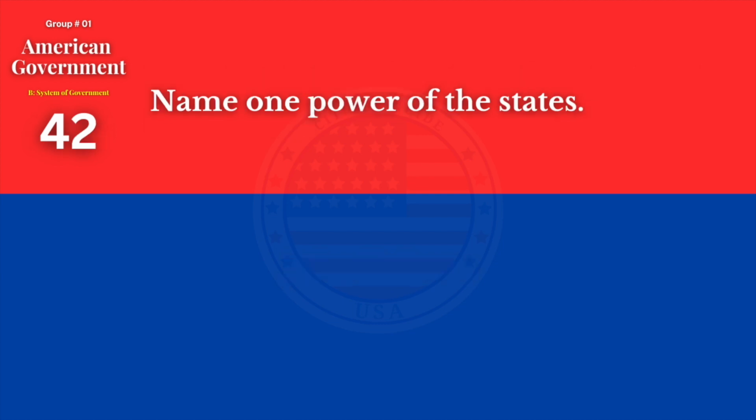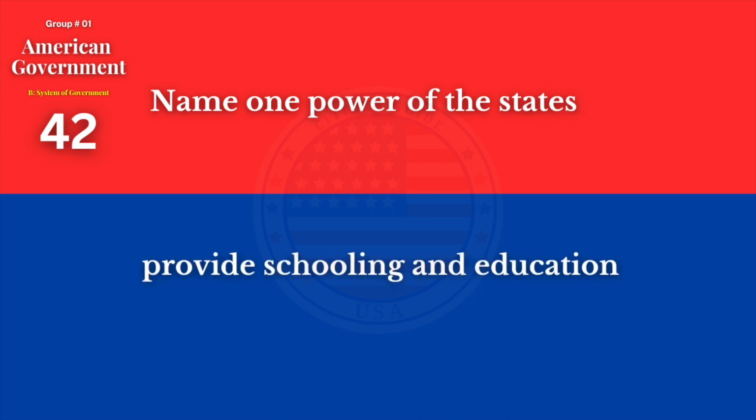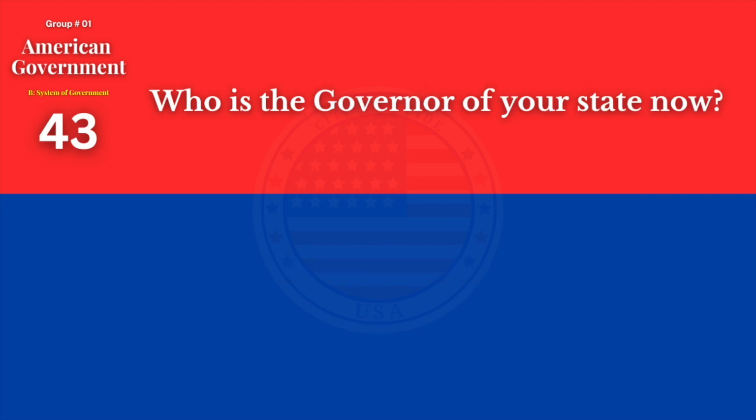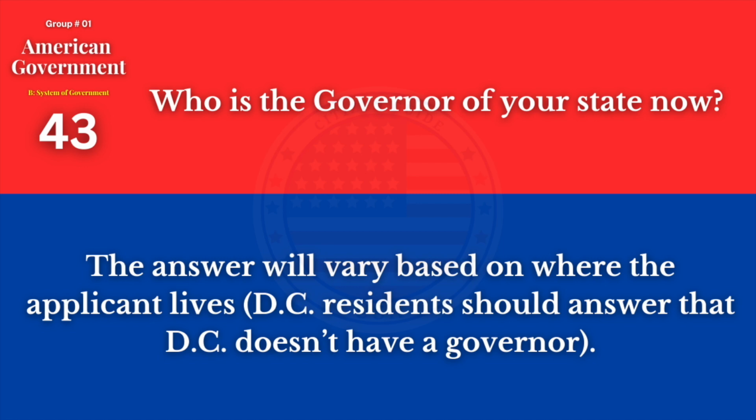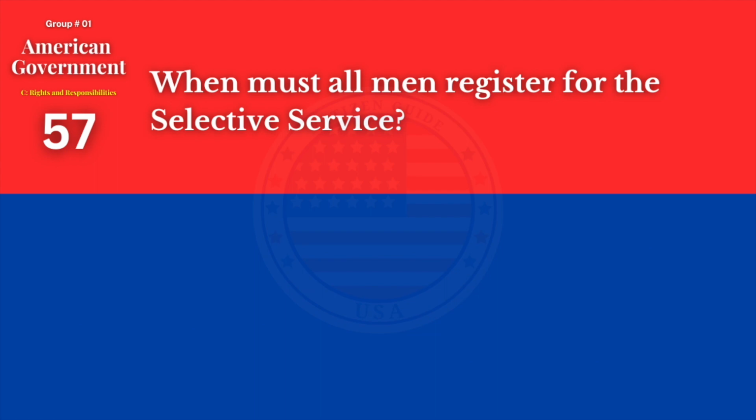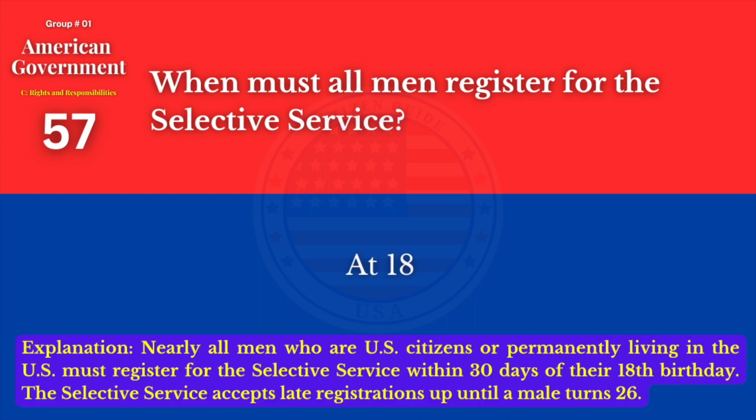Name 1 power of the states. Provide schooling and education. Who is the governor of your state now? The answer will vary based on where the applicant lives. DC residents should answer that DC doesn't have a governor. When must all men register for the Selective Service? At 18.